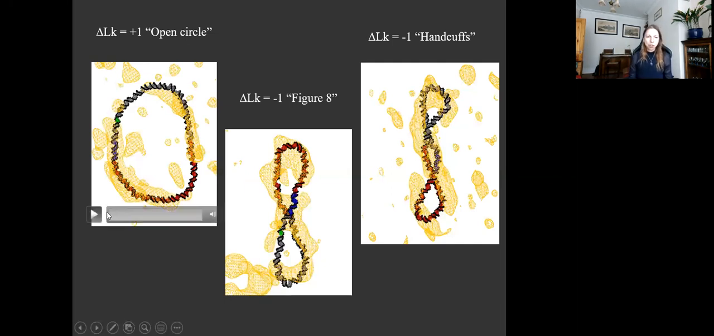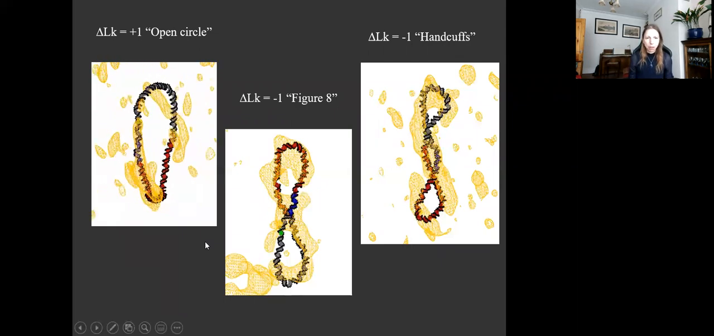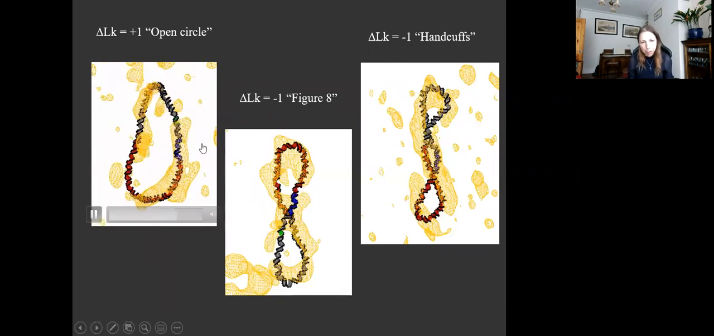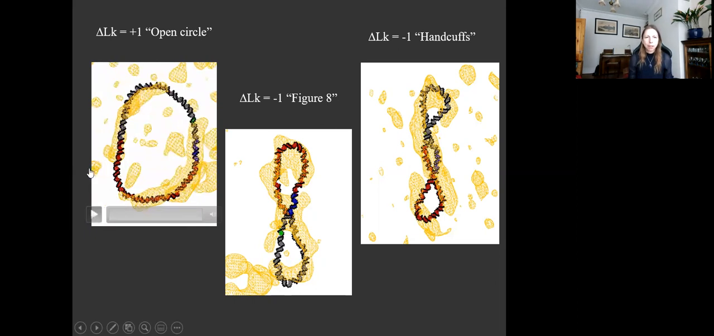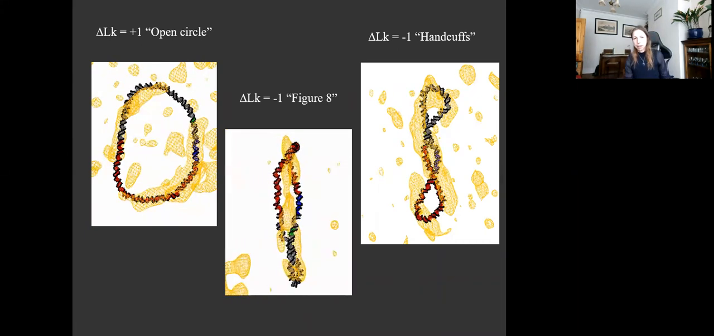So just to show you the synergy between the simulations and the experiments. The experiments are the wireframe, and the simulations are the molecular structures with the backbone shown in black. You can see a negative one.